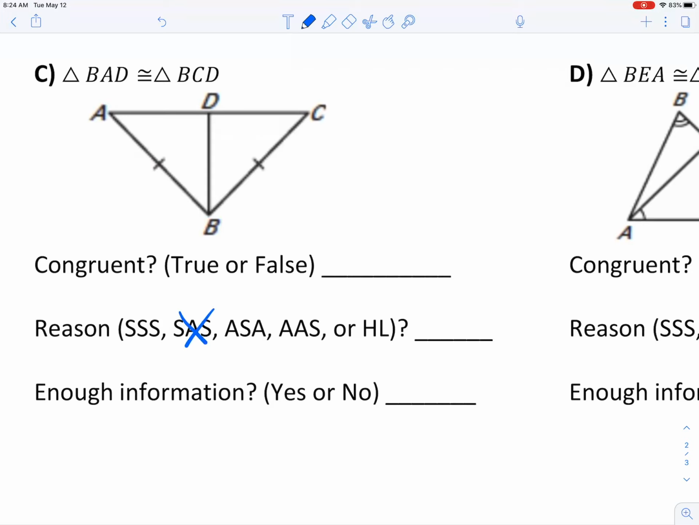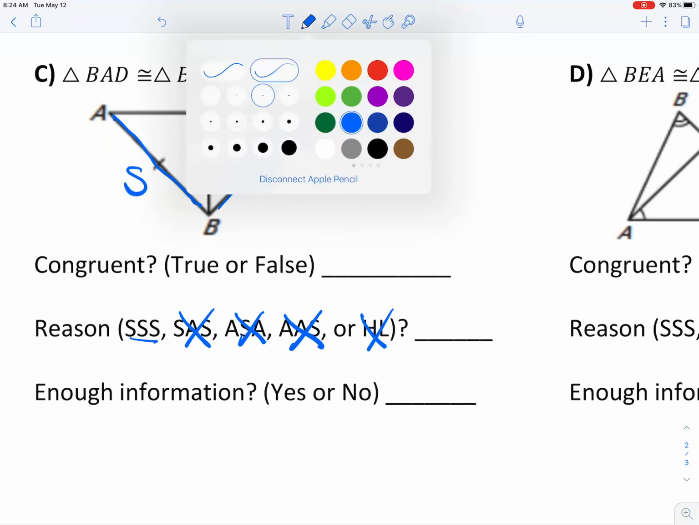I don't see any angles marked again. So no angles are showing that they are marked. That means that all of these ones with the angles I can cross out. Okay. This one, hypotenuse leg, has to have a 90-degree angle. That's not marked. So the only way that this will work is with side, side, side.